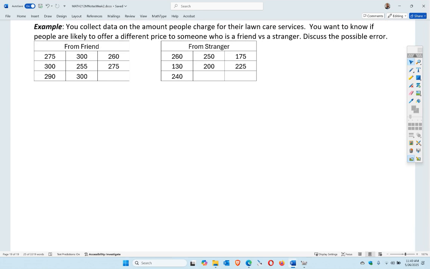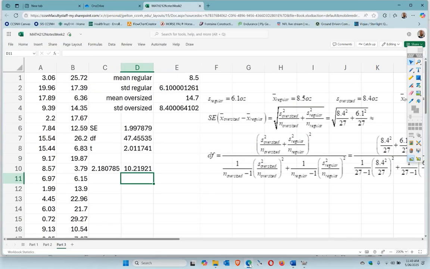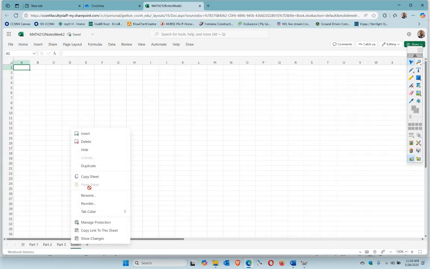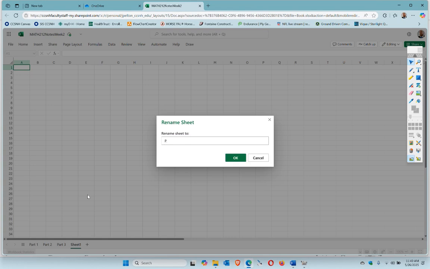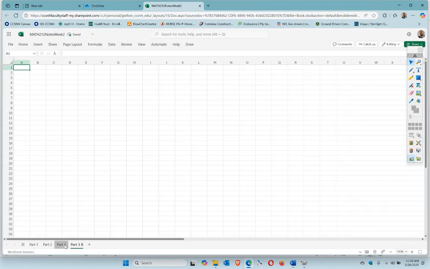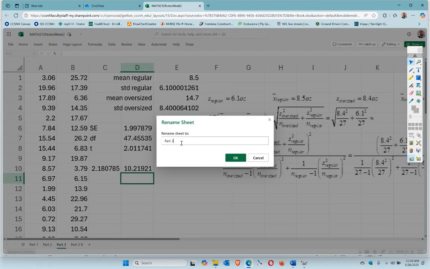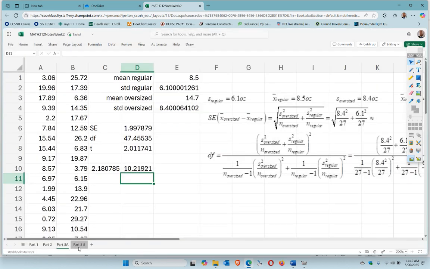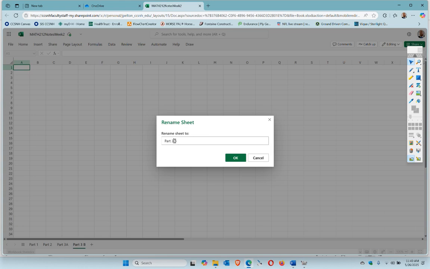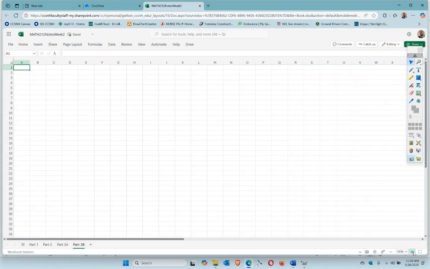So let's take another question here. Let's say you want to know about the amount you charge friends for lawn care. Do you want to know if you're more likely to give a different price to someone that's a friend versus a stranger? So I have two different sets of data here. Okay, all right. So rename part 3, we'll call that one B, how does that sound, and we'll call this one A. Rename A. Rename B. Okay, that sounds good.